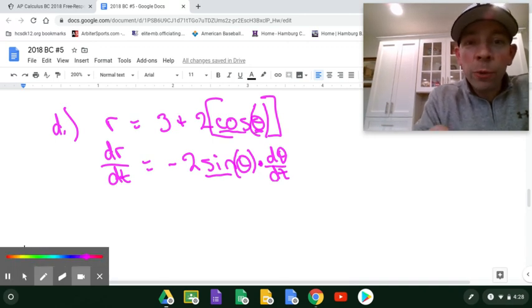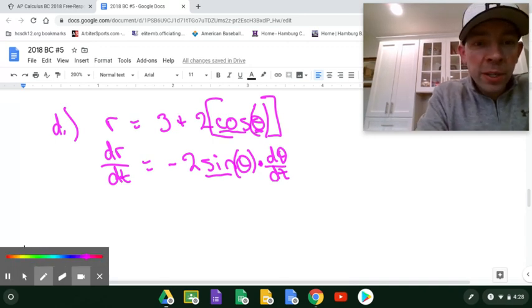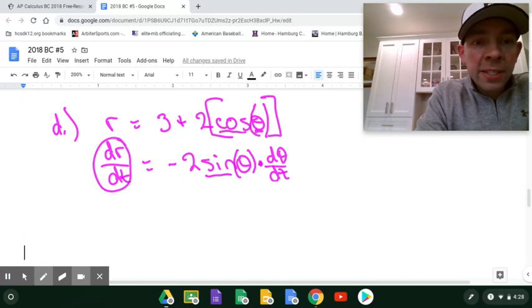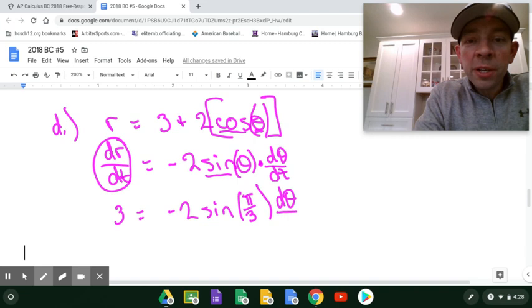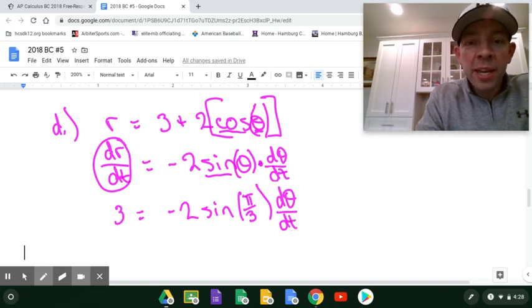Now, we want to evaluate this equation when theta equals pi over 2. No, I said that wrong. We're going to evaluate it at pi over 3. So here's the deal. We already said dr dt is always going to be 3, they said. And then we've got negative 2 sine of pi over 3. And d theta dt is what we're trying to solve for. We're trying to find the rate at which that angle is changing.